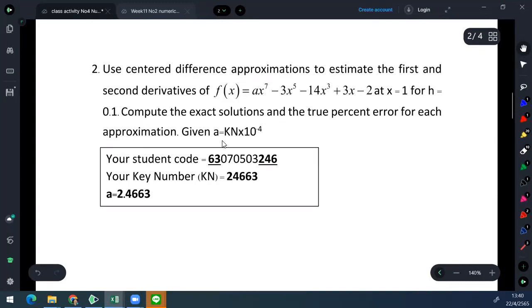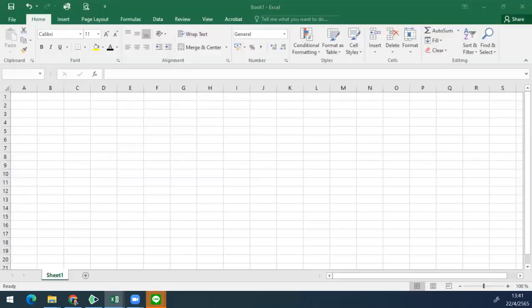For this case, we would like to approximate by using central difference, because this is the best one, since we have the function. When we would like to approximate the derivative, central difference is very good for that case. So let me start.